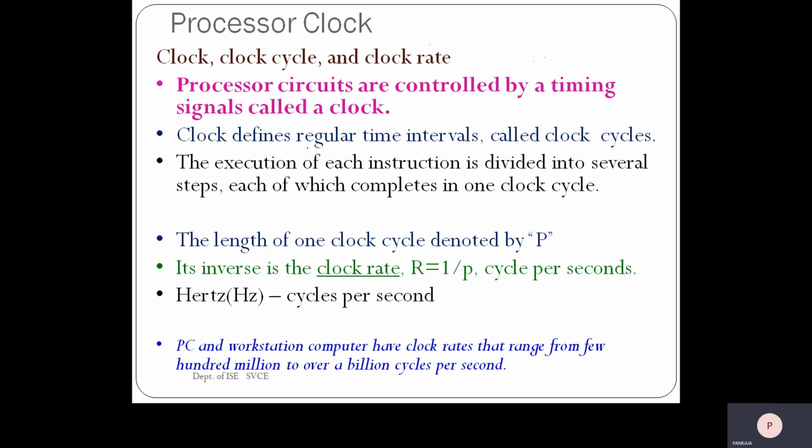Next we have the processor clock, that is, clock cycle and clock rate. So what is a clock here? Every task or operation in the computer system works based on clock information. The processor circuits are controlled by timing signals called clock. Clock defines a regular interval of time.